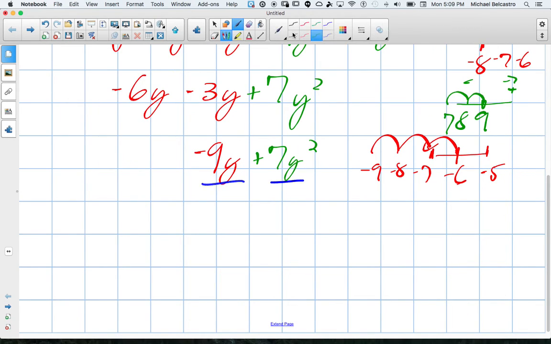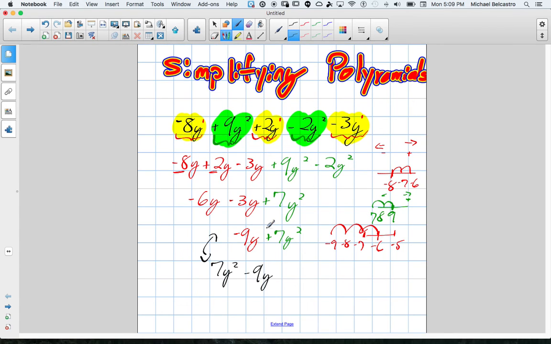Normally, they'll write the variable with the highest exponent first. So this would normally be written as 7y squared minus 9y. But for all intents and purposes, these two things are the exact same. I went through that one pretty slowly, but that is how you would simplify a polynomial.